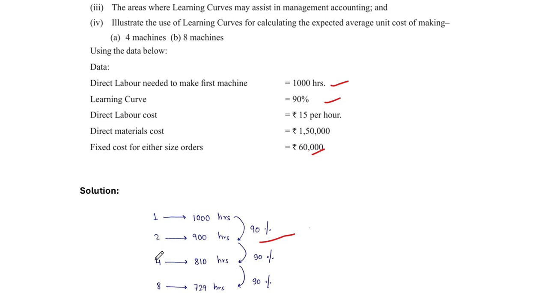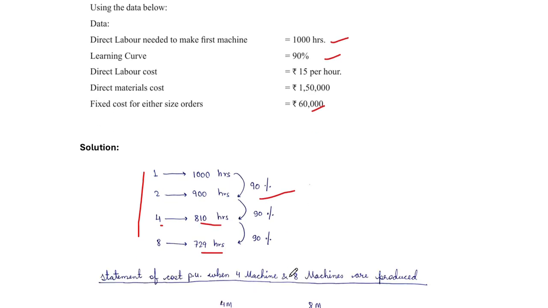To double the machines, to make 4 machines, time taken is 810 hours. That means 90% of the previous time taken. This is the learning curve. Items will be doubled as 1 to 2, 2 to 4, 4 to 8, and the learning curve will be the same at 90%. So for 8 machines, time taken is 729 hours. That means 90% of the previous time.